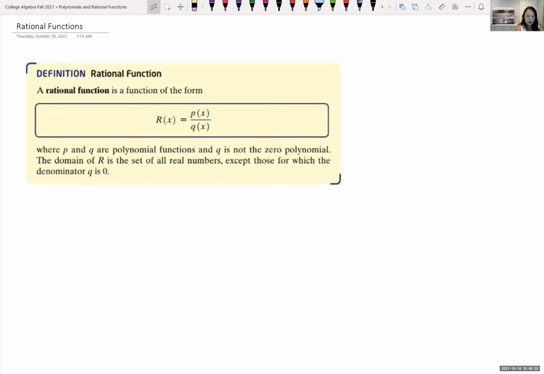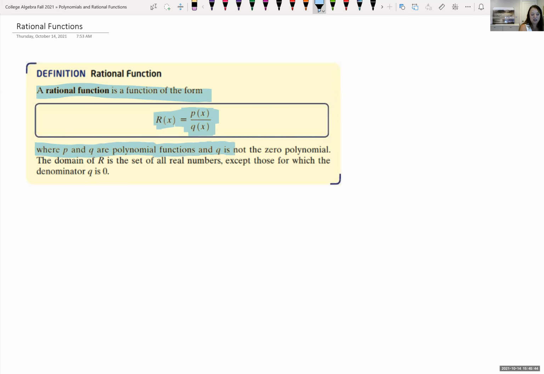So next thing that we're looking at is graphing rational functions. So first, let's define what a rational function is. A rational function is a function of the form, and they have it as capital R of X, is equal to P of X over Q of X, where P and Q are both polynomial functions.